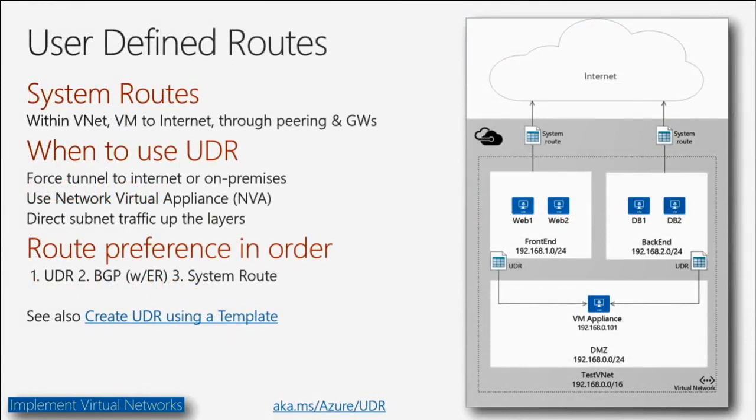User-defined routes. When would you use them? What do they do? You've got your system routes already within a VNet, VM to internet, through peering and gateways. Why would you use a UDR? Well, you'd use a UDR for forced tunneling to internet, on or off premises. If you're going to use a network appliance, you might need a user-defined route for that. And if you want to direct your subnet traffic higher, you might need to force it up using a UDR.